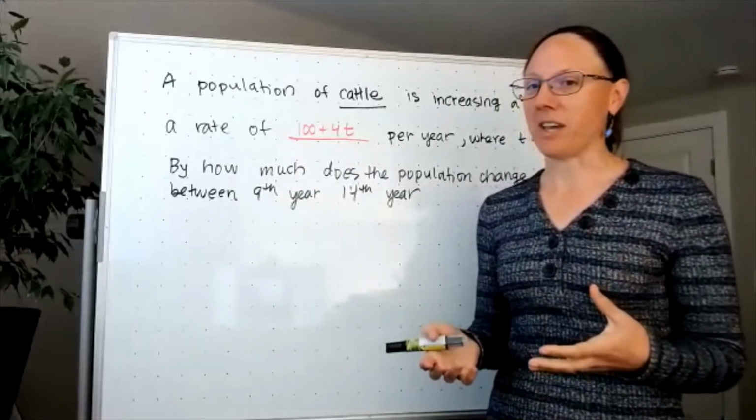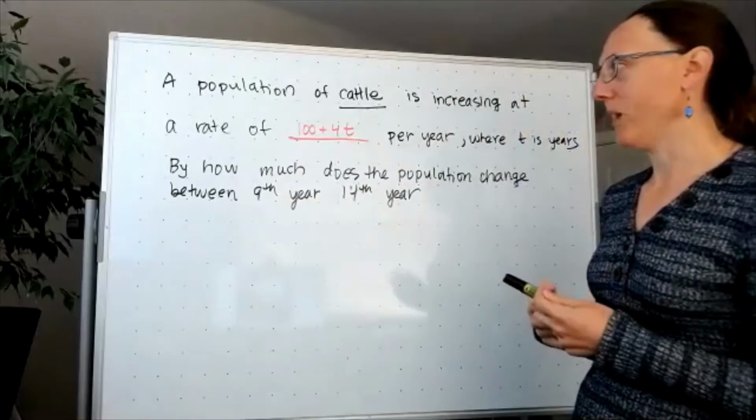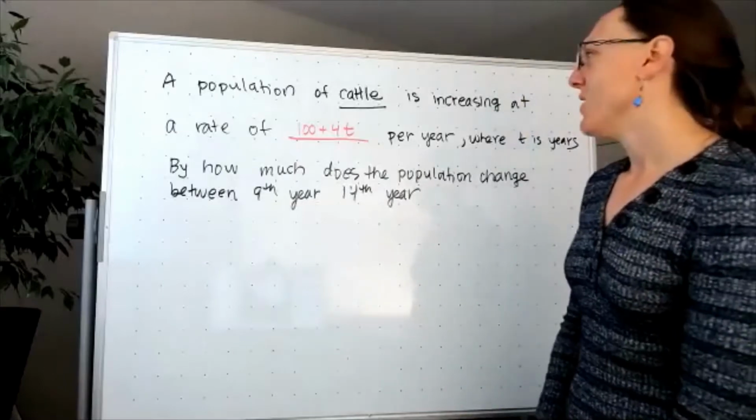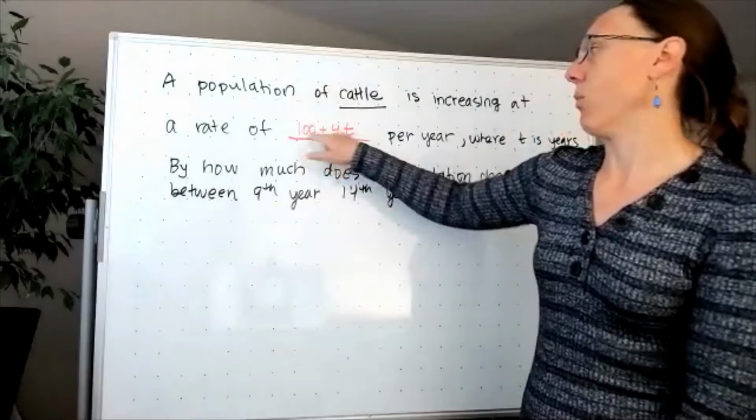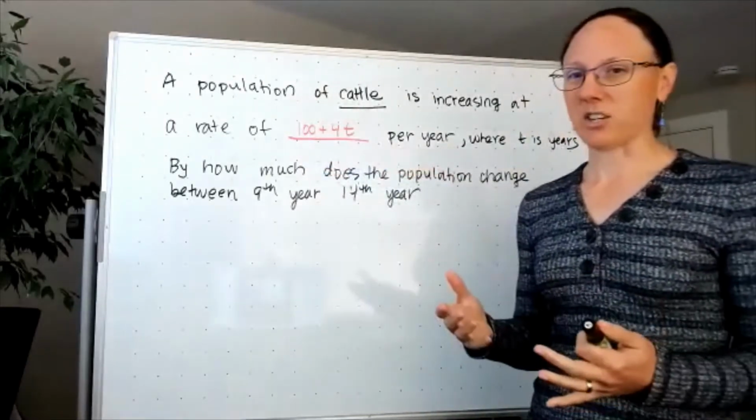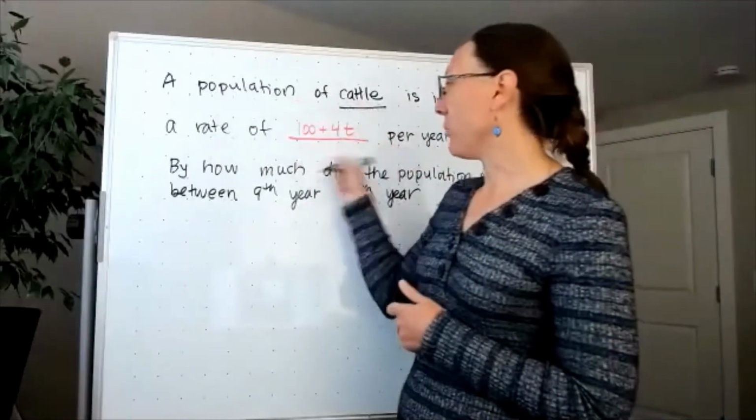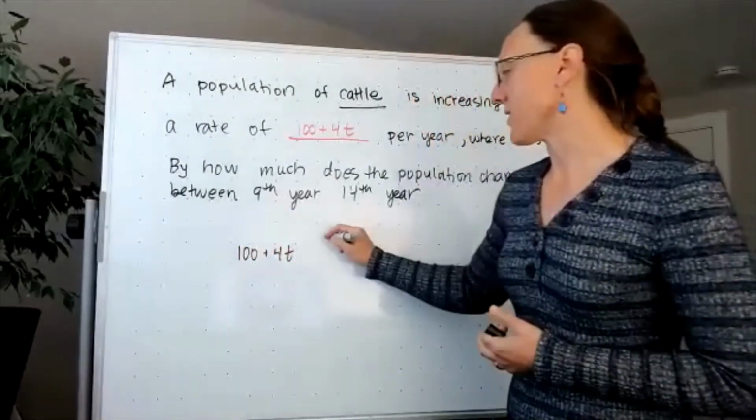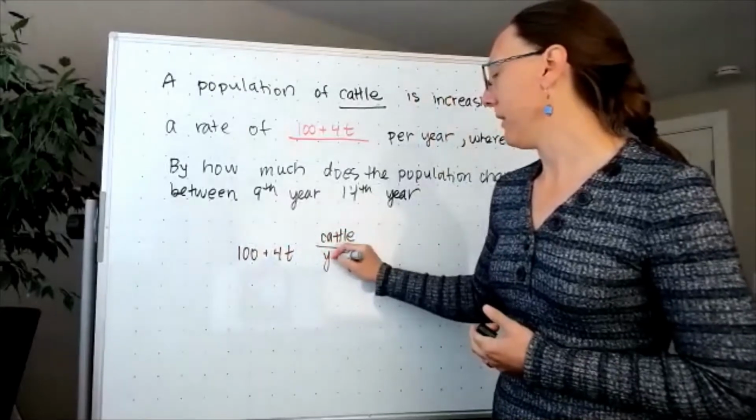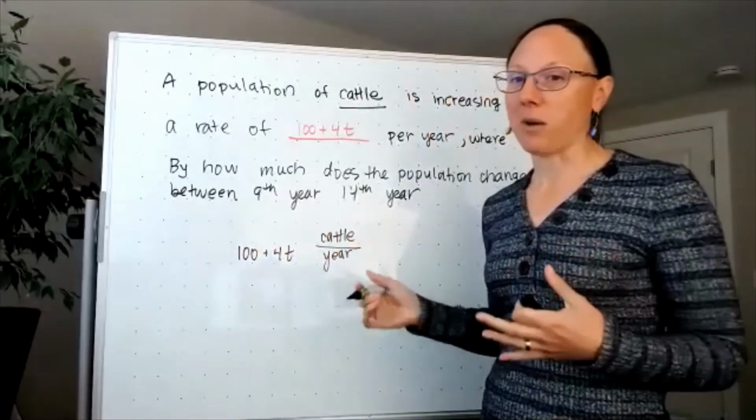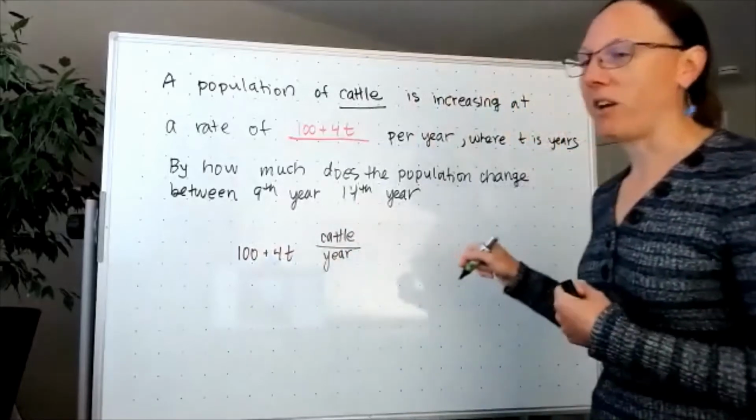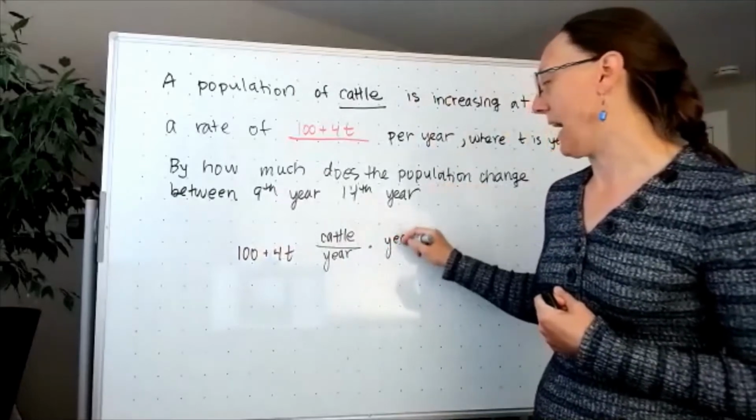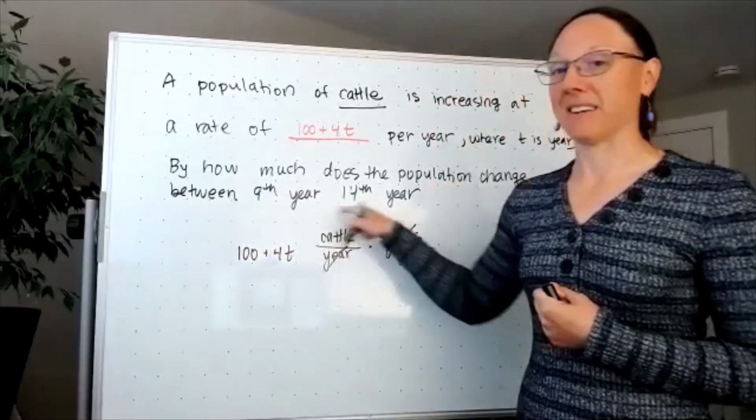There are a couple of different ways that we can conceptualize this problem, but one of the ways is by using the units in the problem. So we've got this population that's changing at a rate of 100 plus 4t per year. What does that actually mean units-wise? The units are cattle per year. That's how much we're changing by. So if I want to know something about what's happening to the population, I would have to multiply that by years to get myself back to cattle.